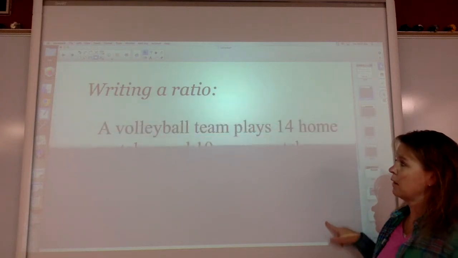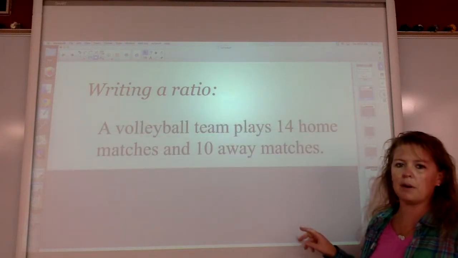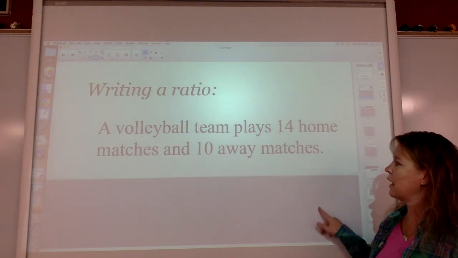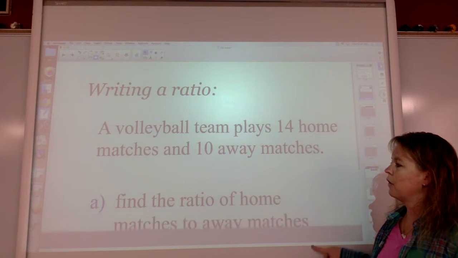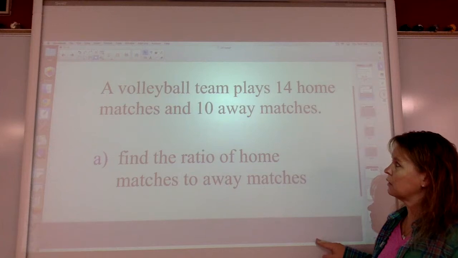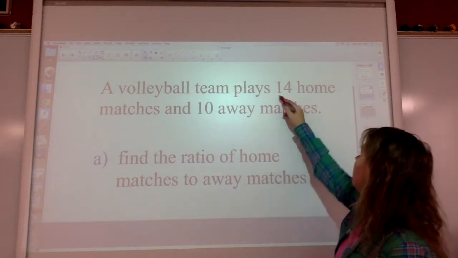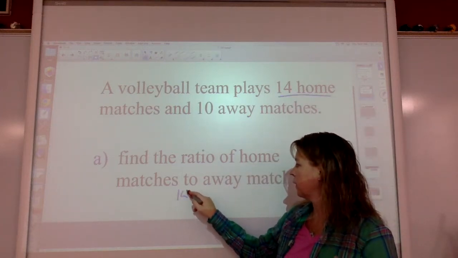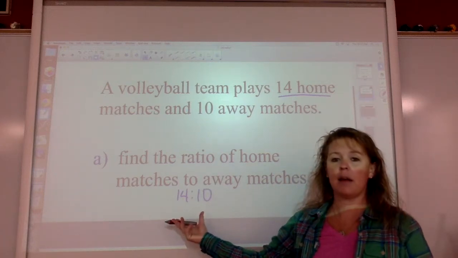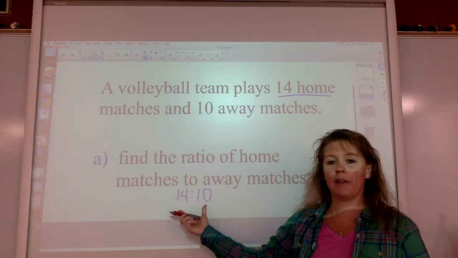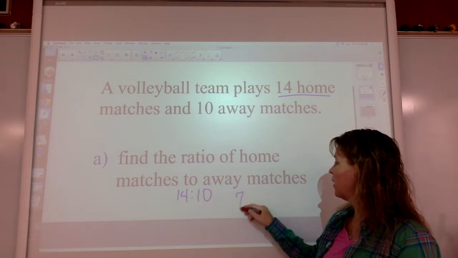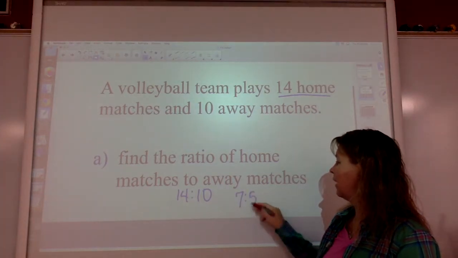So we're going to practice writing a ratio. If you don't have a handout, you're going to have to pause the video and write this down. A volleyball team plays 14 home matches and 10 away matches. First, they're going to ask us to find the ratio of home matches to away matches. So the home ones is 14 to away matches, which is 10, but as I said, no matter what method you use to write this, you have to reduce it. These are both even numbers, which means they're both divisible by 2. The ratio would be 7 to 5.